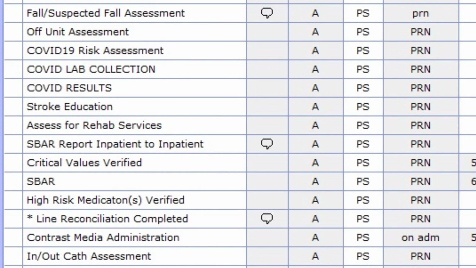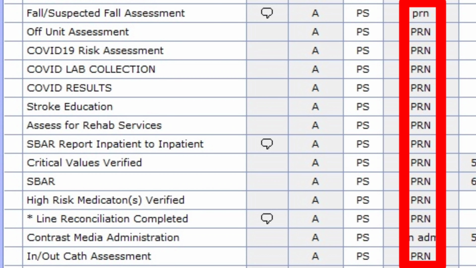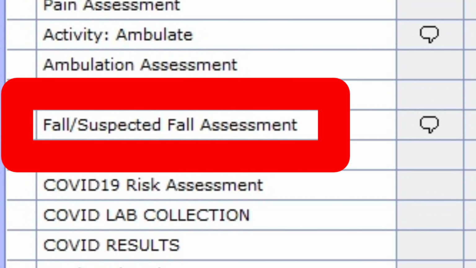The next in line, I think we're done with the Q shift. Now let's go for the PRN. Next one will be the fall or suspected fall assessment. If your patient had an incident of fall or suspected fall, then you have to fill this up. Just like the details: what happened, what transpired, how the patient fell, is there any injuries?